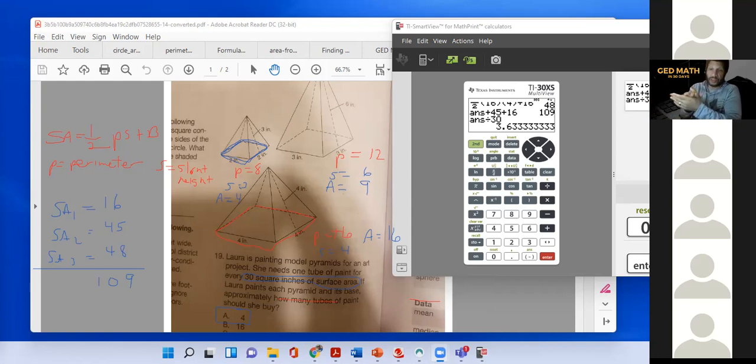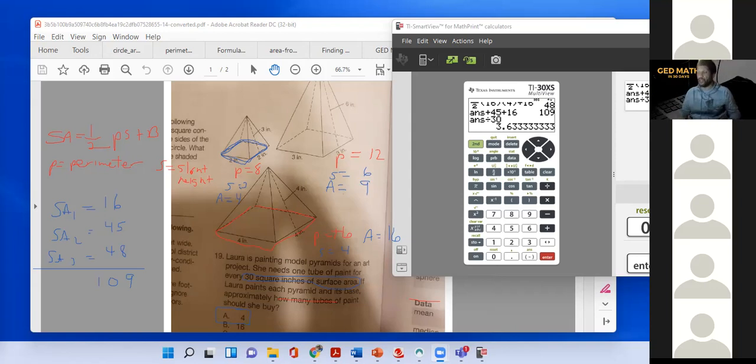So again, first we found the surface. First of all, we identified the shape, which was a pyramid. We identified what's given. So in the first shape, we identified the perimeter was 8, the slant height was 3, and the area was 4. We then identified the perimeter for the second pyramid was 12, slant height was 6, and the area was 9. And then we did the same thing for the last pyramid. Perimeter was 16, slant height was 4, and then area was 16.